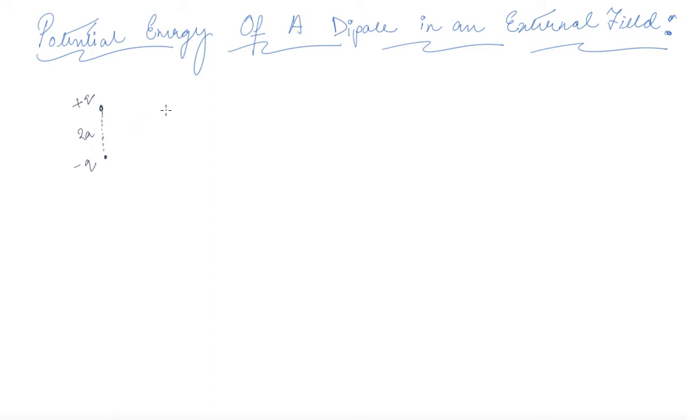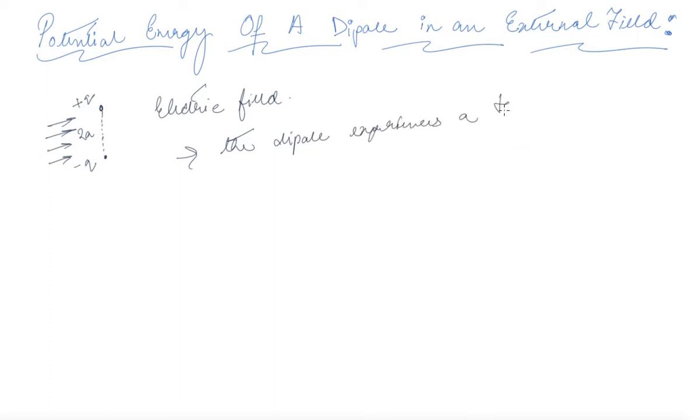Now we know that in a given electric field, the dipole experiences a torque. Torque tau is given by the dipole moment cross the electric field E. So this is the dipole moment in the electric field, which we have already derived in our previous video.